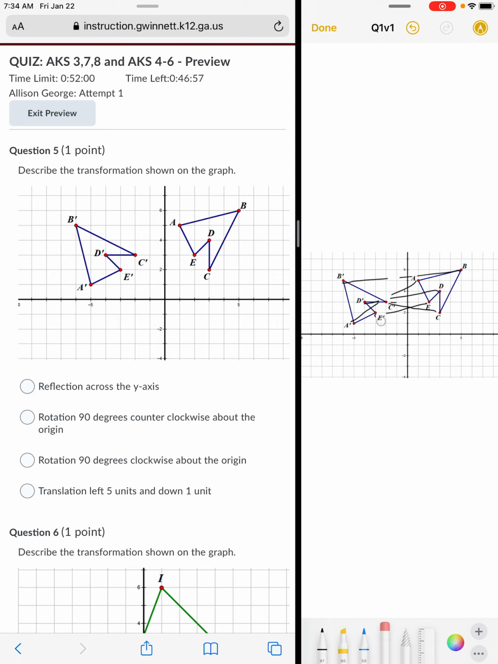Okay, but how much have we actually rotated? So let's look at this picture here. We start from the pre-image and we go to the image. How much have we turned? So one of the best ways to do this is to look at 2 points and compare them. So point C here is at (3, 2), and C prime is at (-2, 3). So how do we go from (3, 2) to (-2, 3)?